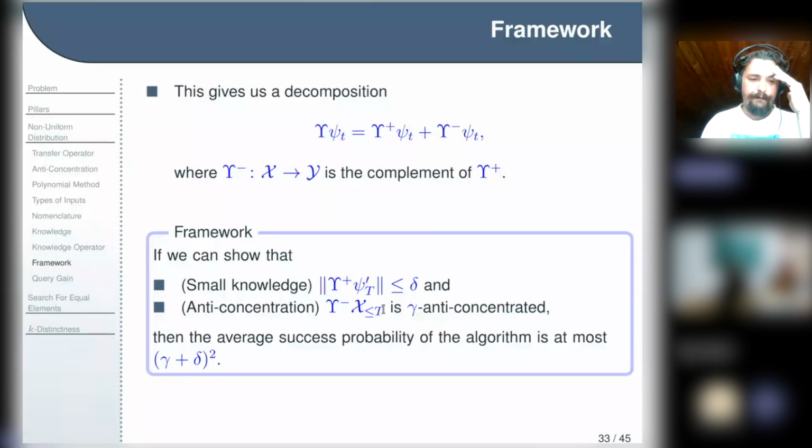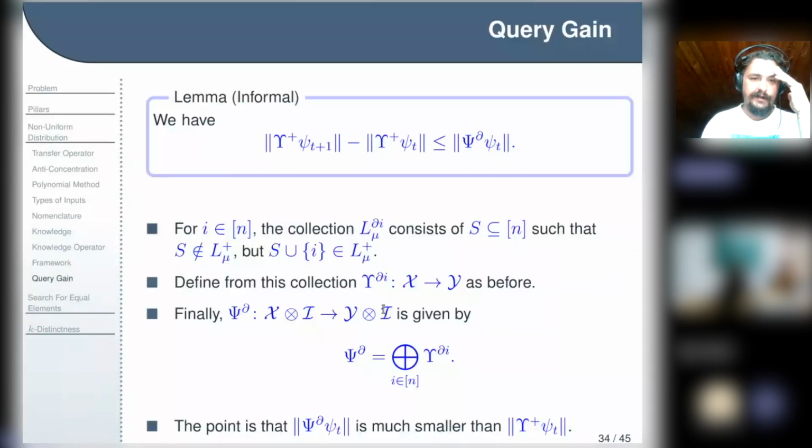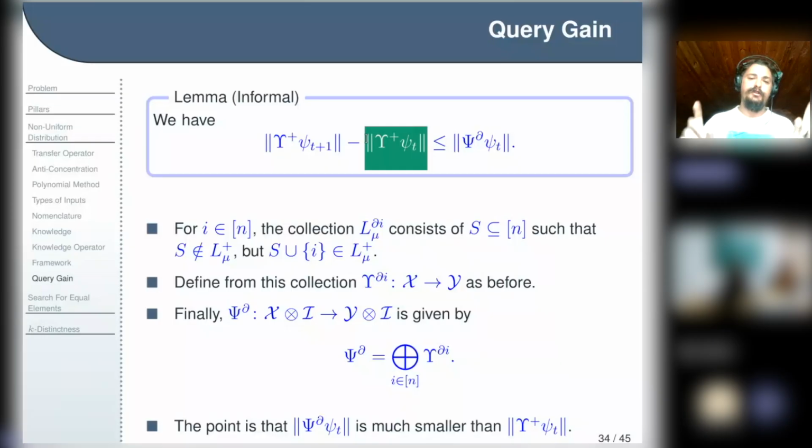Another technical thing is just query gain. So how I will show that the algorithm has small knowledge. Yeah, so this is an informal lemma. What's written here actually is not true, but it gives the flavor of what's happening. Upsilon, so this is the knowledge of the algorithm. I call this thing upsilon plus, the norm of upsilon plus psi t is the knowledge. So this is how much the algorithm knows about the input.